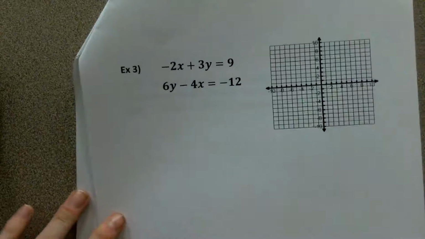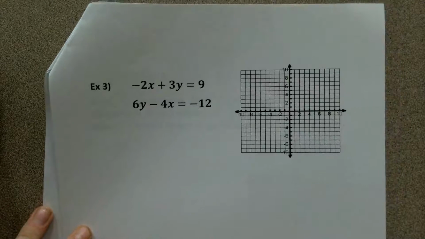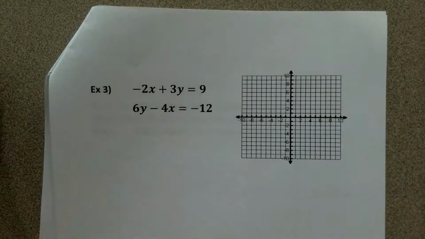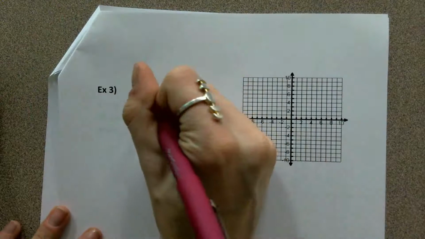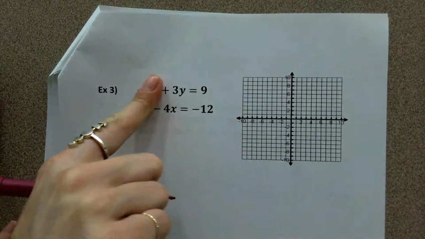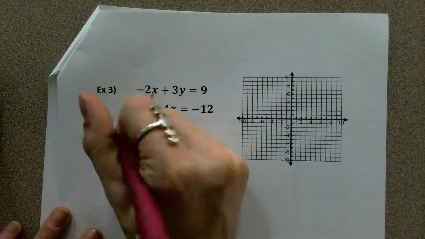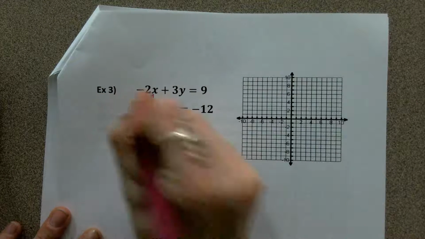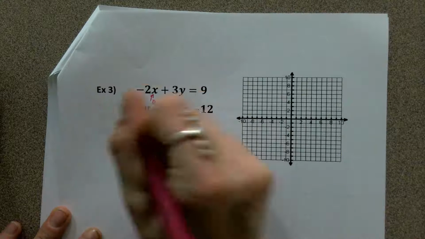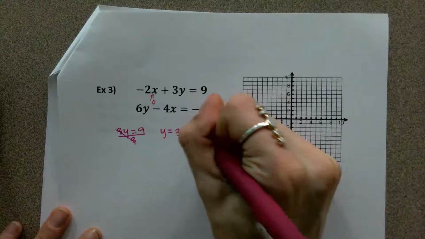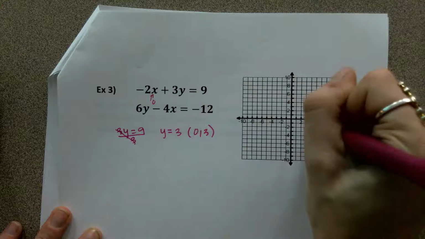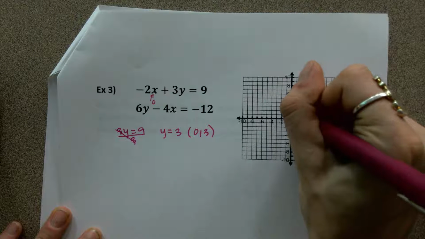I'm going to go through this one a little quicker. If we plug in 0 for x, cover it up and write what's left over. So 3y equal to 9 is left over, divide by 3, and we get y equals 3. So my y-intercept is (0, 3).